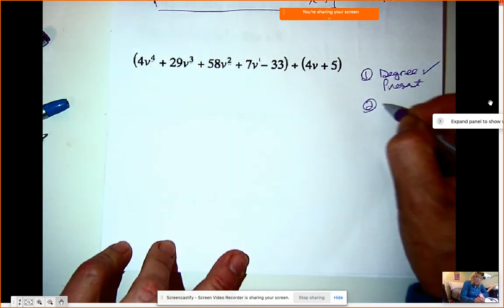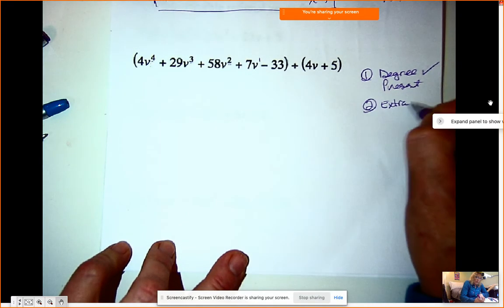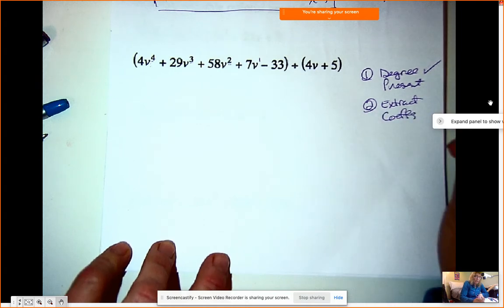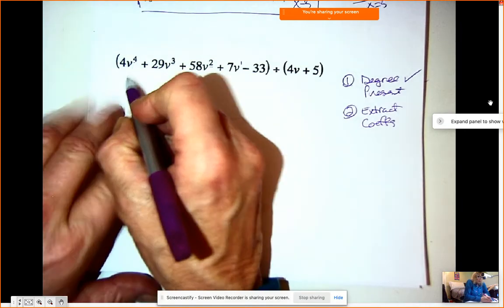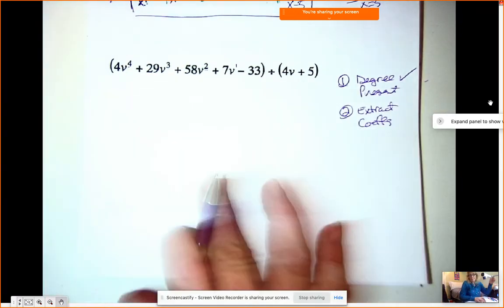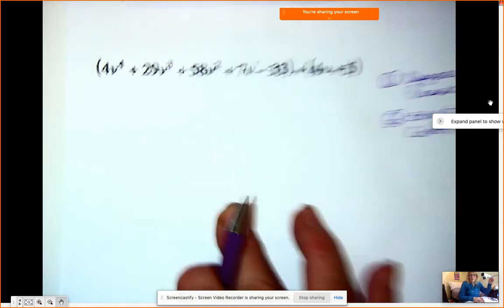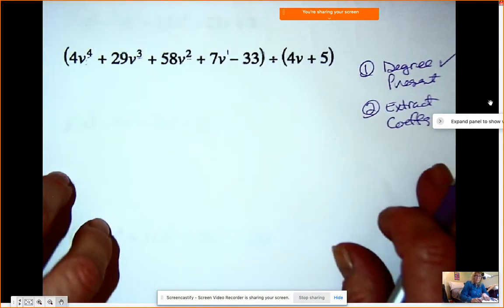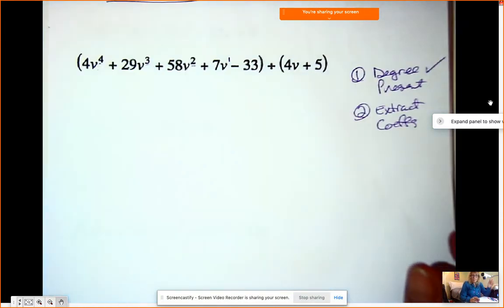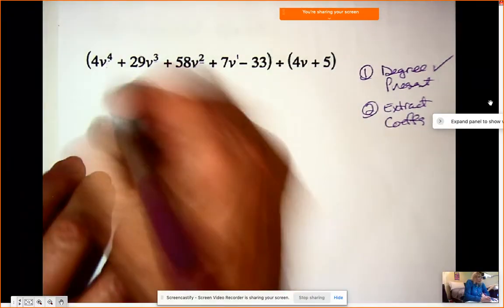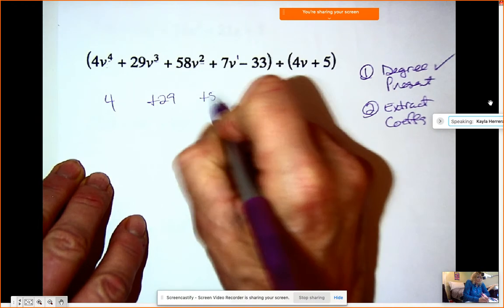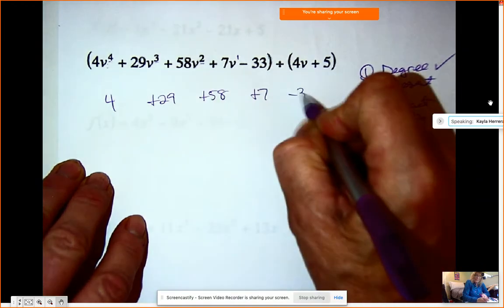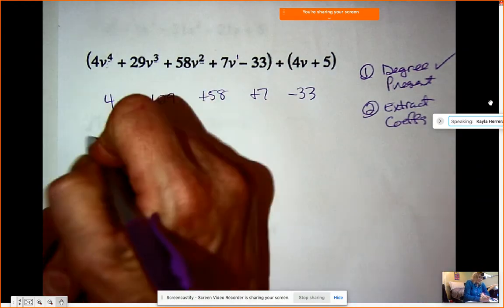The second step is to extract your coefficients. Coefficients are the numbers in front of the variables. We don't need any letters when we do this. So, will someone extract the coefficients for me? Chime in, please. This is how you earn your stripes. 4. Keep going. Positive 29. Thank you. Positive 58. Positive 7 and negative 33. Did that hurt? No. Thank you.